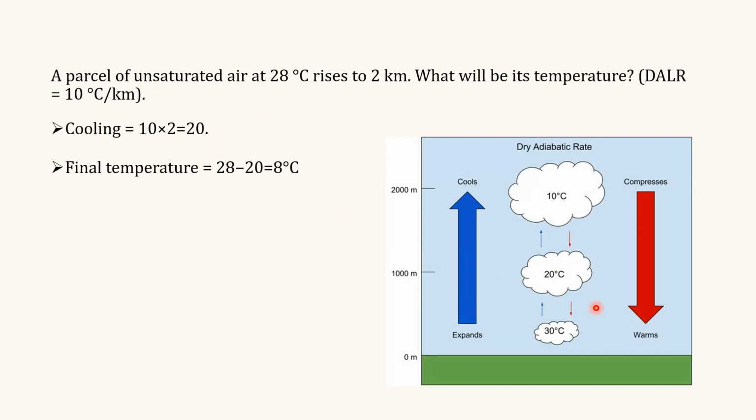So the temperature near the surface is 28 degrees Celsius. For the first 1000 meter, 28 minus 10 will be 18 degrees Celsius, and for a further 1000 meter, 18 minus 10 is 8 degrees Celsius. So the correct answer to this question will be 8 degrees Celsius.